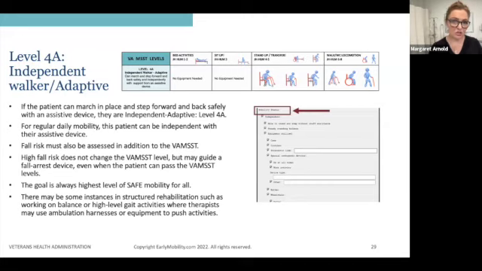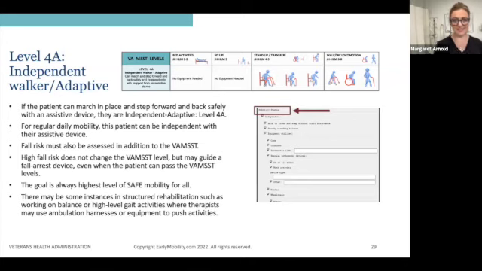We must also assess fall risk for any of our ambulators that we are going to allow to walk without supervision or assistance. High fall risk does not change the VA MSST level, but will guide a fall arrest device in case that patient falls for either a medical reason, such as an arrhythmia or pain, or they get tired. Or sometimes we have patients who have psychological or behavioral falls. They may still be a 4A or a 4 on your MSST, but if you're worried about them falling, you may choose to use a device for that reason.